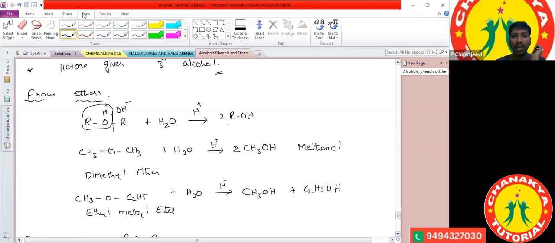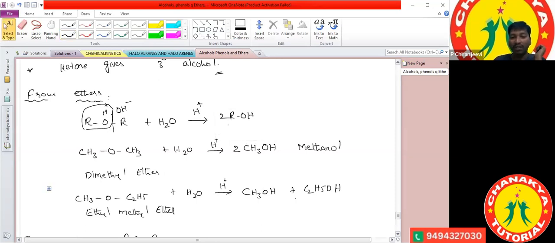And when you take unsymmetrical ethers, what is the example for symmetrical and unsymmetrical? Symmetrical dimethyl ether undergoes hydrolysis and forms methanol. An unsymmetrical ether example is ethyl methyl ether, which is converted into ethanol and methanol. The mixture of alcohols can be separated by the distillation method.